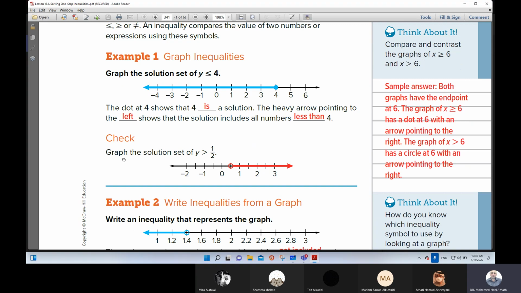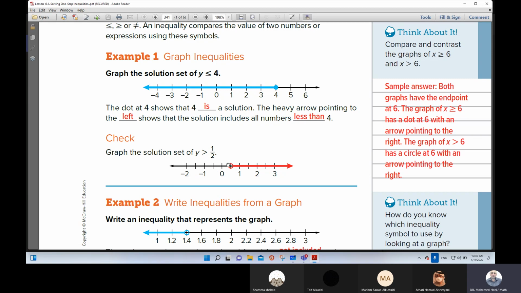For example, graph the solution set of y greater than 1 over 2. So the first step, draw the number line. Determine 0 in the middle. To the left we have the negative numbers, to the right we have the positive numbers. Then represent 1 over 2, between 0 and 1 in the middle here. This is 1 over 2. Then look at the sign. The sign here doesn't include equals.